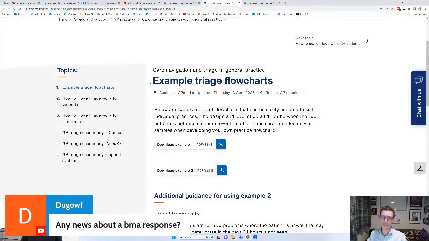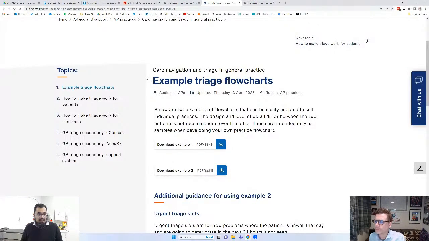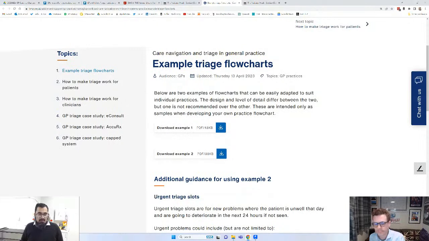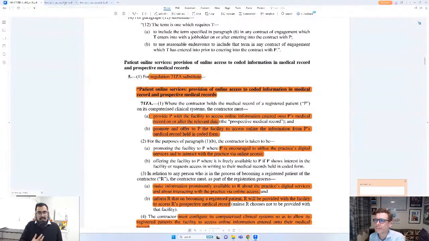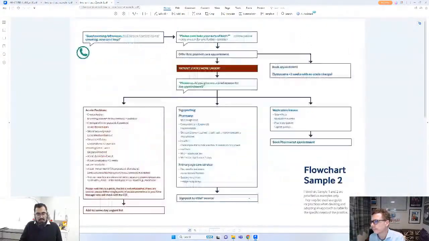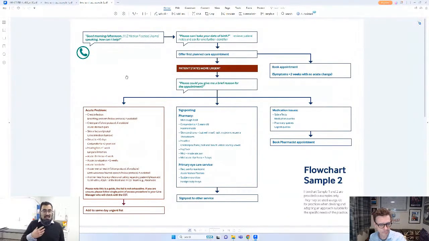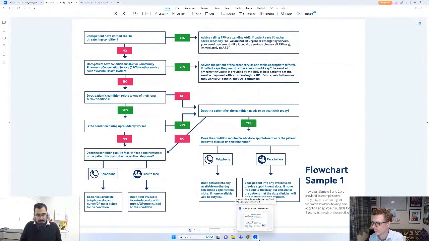So there has been this concept of care navigation and triage in general practice published by the BMA, which came out a couple of days before the contract amendments were brought through, and gives some guidance about how to do care navigation and triage within your practice. It's reasonably good information. There are flowcharts, there are case examples, particularly with different platforms. I think they picked two of the predominantly larger online consultation platforms, eConsult and Accurx, and they're showing you how you could make this workable in your practice.